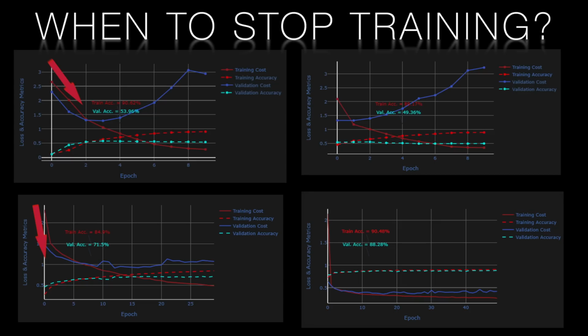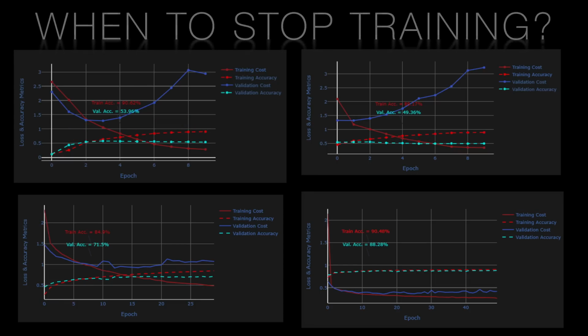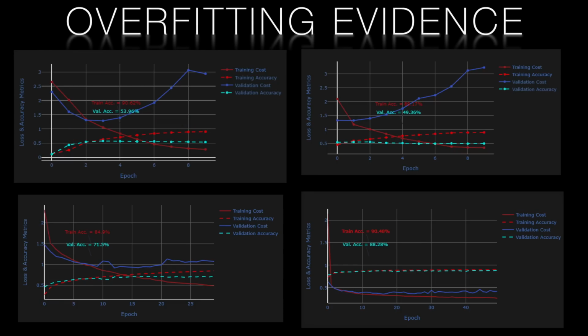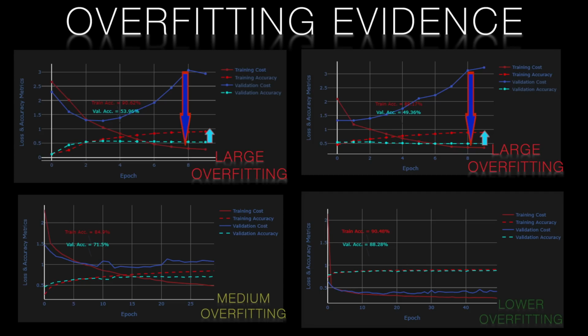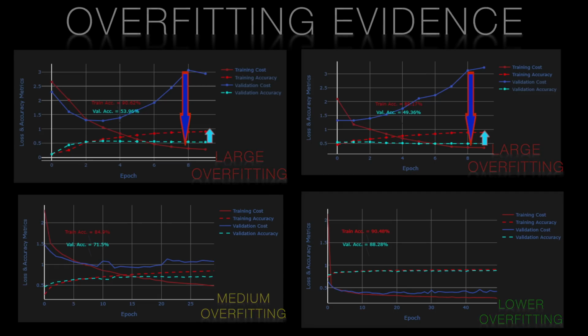When we see flatlining in the accuracy and cost plot, we can conclude that our weights are optimized. We can also look for overfitting. Large divergence between the training and validation data indicates that the network is not generalizing well. We'll discuss techniques to reduce overfitting in future videos.